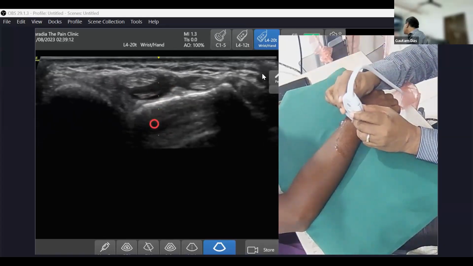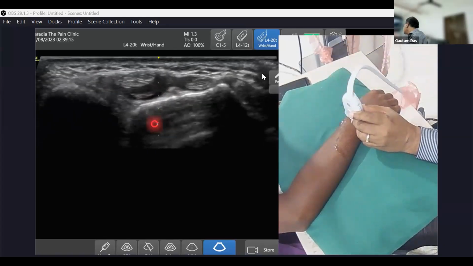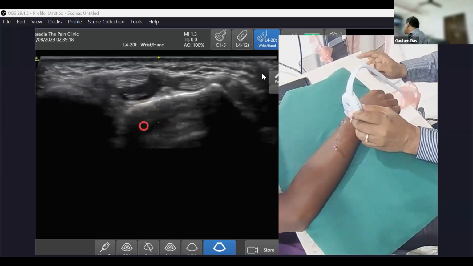I'm just tracing it more proximally. That day also I have shown you. Here.